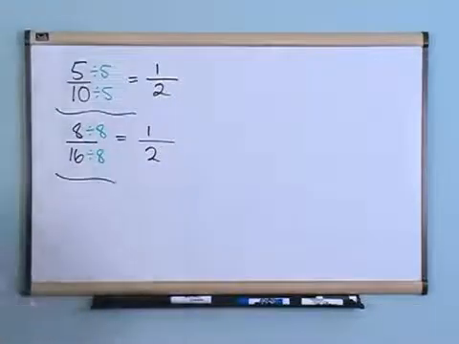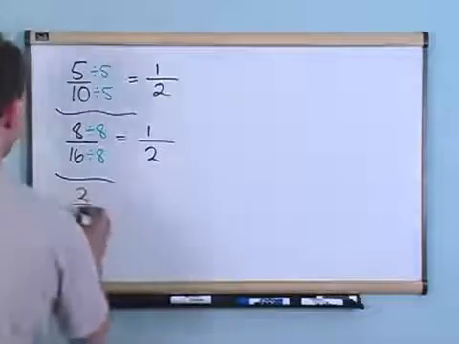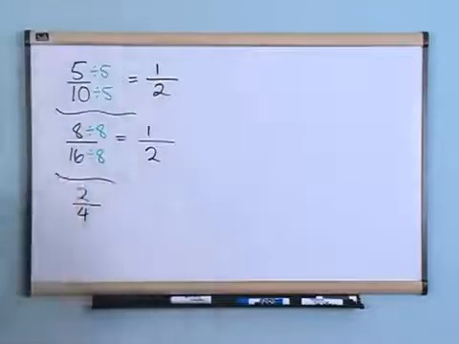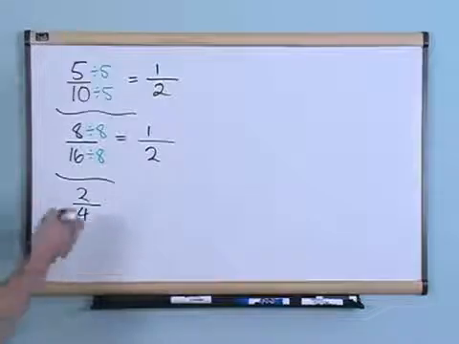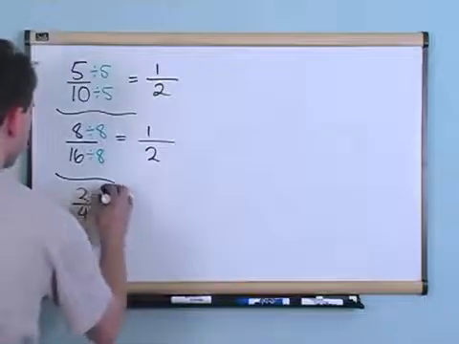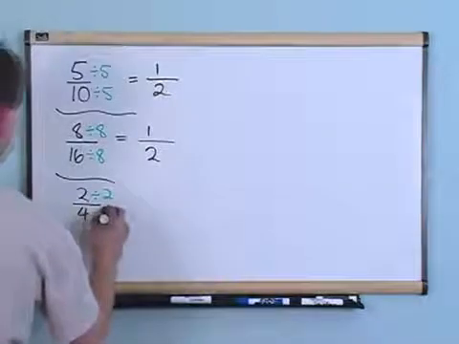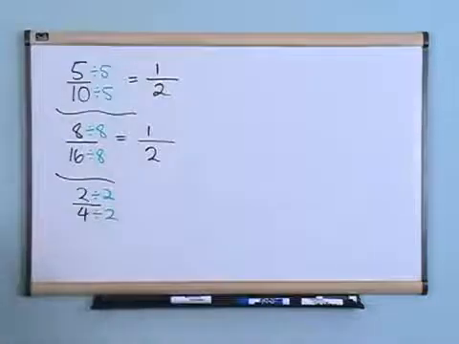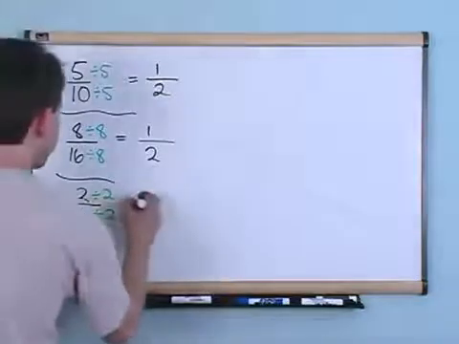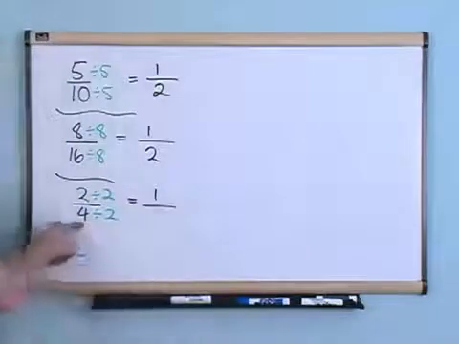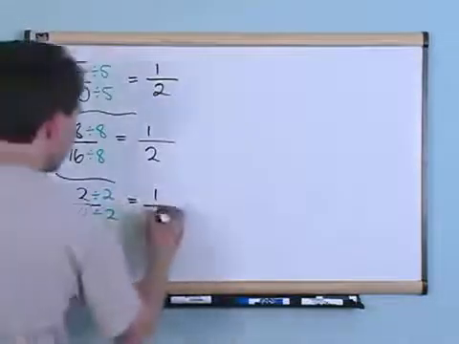Now let's try another problem. Let's say you have 2/4. Can you simplify this? And I say yes, you can, because you can divide the top by 2 and the bottom also by 2. And when you do that, the top, 2 divided by 2, is going to give you 1. But the bottom, 4 divided by 2, is going to give you 2.